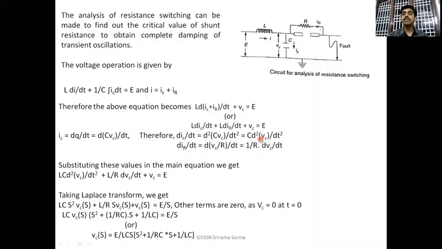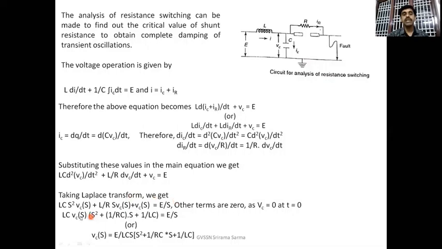If C is constant, you can take it out: C into d square VC by dt square. And for dIR by dt, we can write IR is equal to VC by R, because the voltage across the capacitance is equal to the voltage across the resistance. So VC by R is the current in the resistance, that is equal to 1 by R into dVC by dt. Substituting these values in the main equation, we get LC into d square VC by dt square plus L by R into dVC by dt plus VC is equal to E.